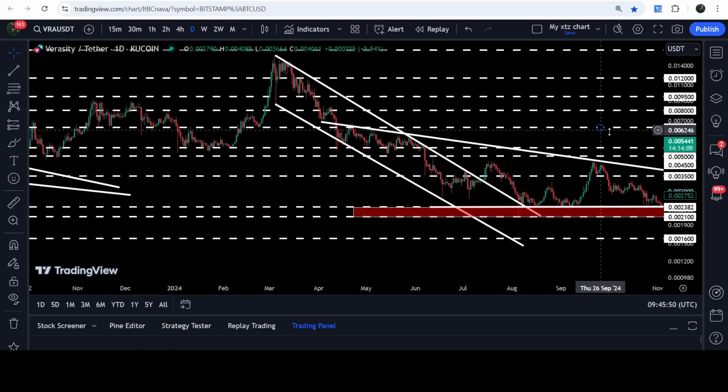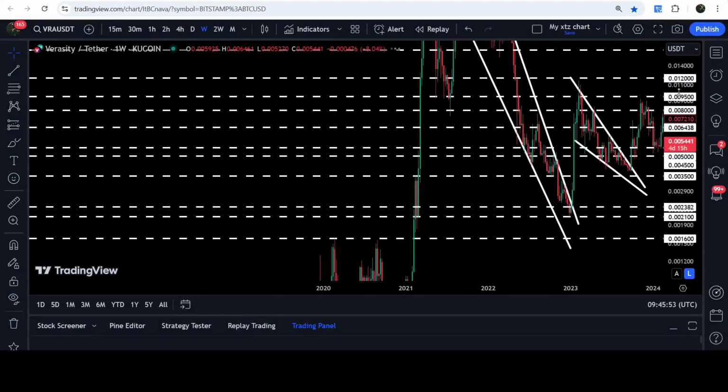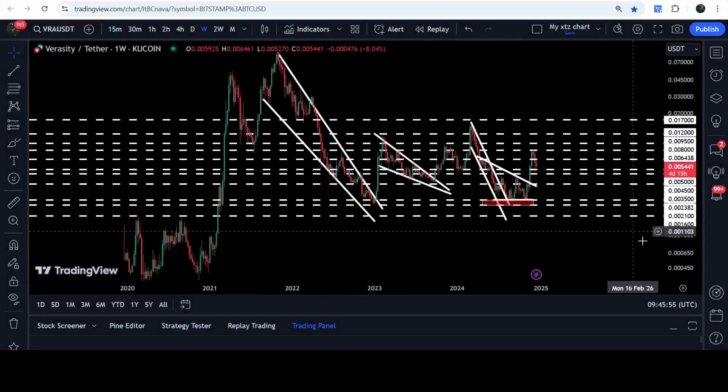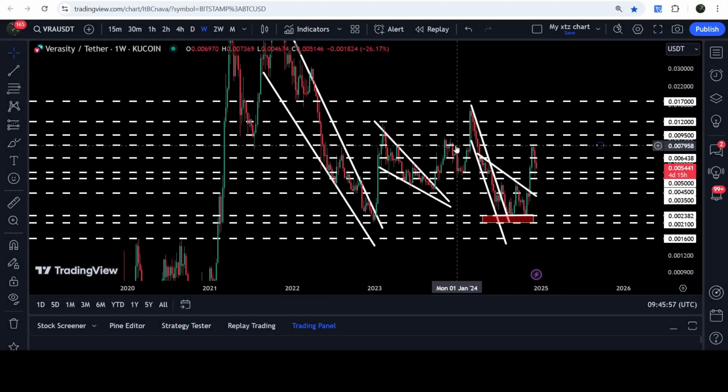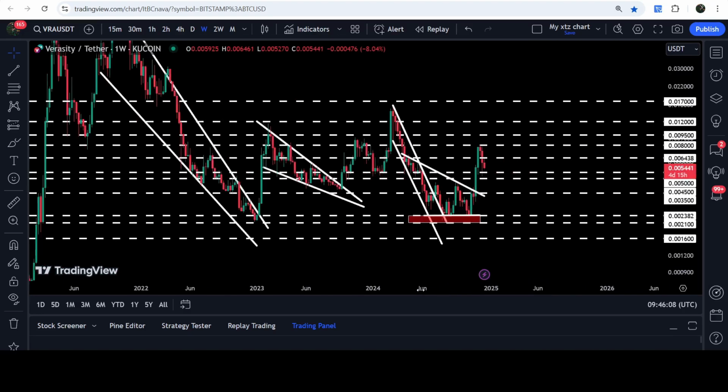If you take a look at the weekly time frame chart, it will be more visible. You can see that this $0.008 resistance has previously been broken as a resistance here and here as well. And here it was working as support back in the month of July 2021. And now again, it is working as a strong resistance. In today's video, we will analyze this move.